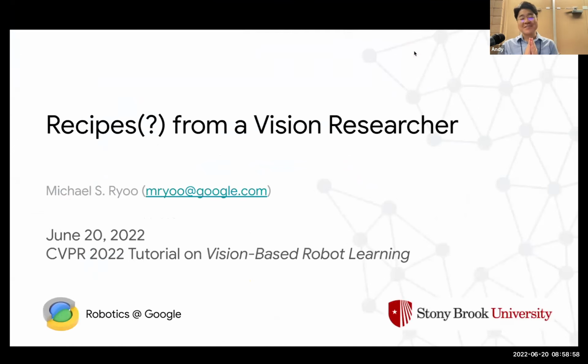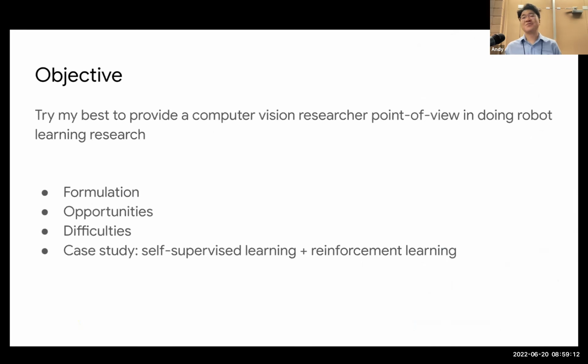So I'm going to essentially share my experience as a computer vision researcher in doing robot learning research. Some of this will actually be echoing what Pete just presented, which is good. So what's the objective? As mentioned, I would like to share my experience, my computer vision researcher point of view in doing robot learning research.